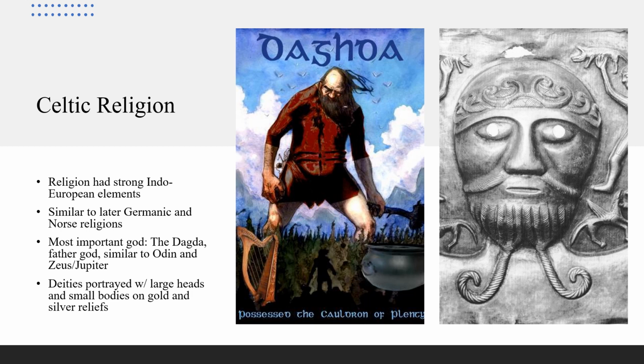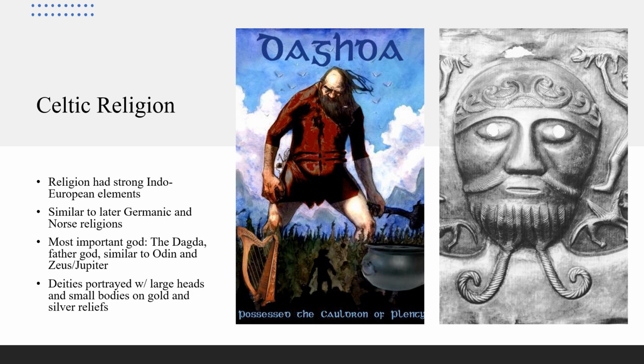So now we'll discuss the Celtic religion. There are strong European elements in the Celtic religion. The Celtic religion is very similar to later Germanic and Norse religions. The most important Celtic god is the Dagda. He's sort of a father god, and he has a lot of similarities to Odin of the Germanic peoples, or Woden, and then to Zeus and Jupiter. Remember, I've argued that Zeus, the father of the Greek gods, or Jupiter, the father of the Roman gods, bears more similarities to Indo-European father gods, like Odin and Woden, or in this case Dagda, than he does to Near Eastern or North African father gods.